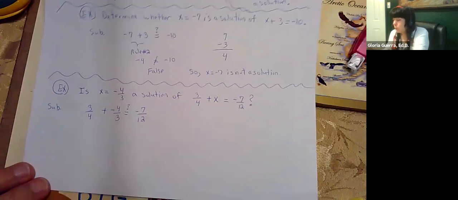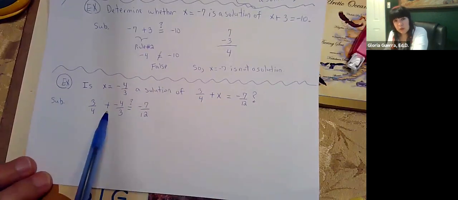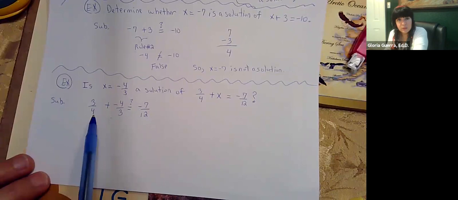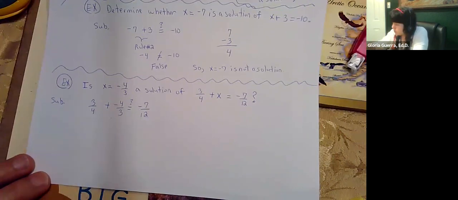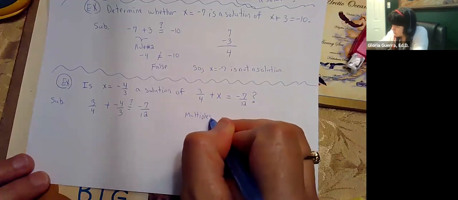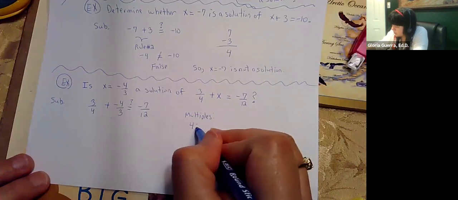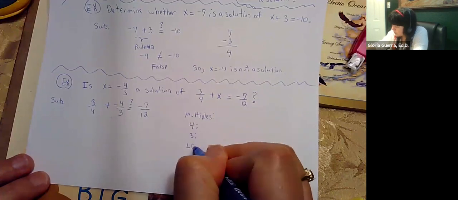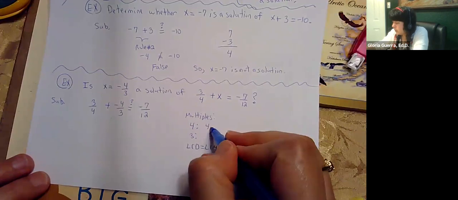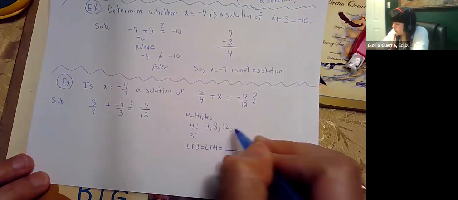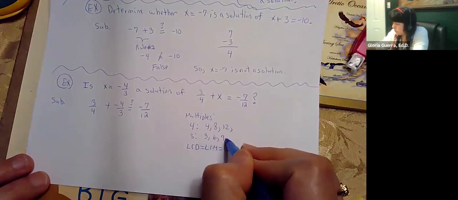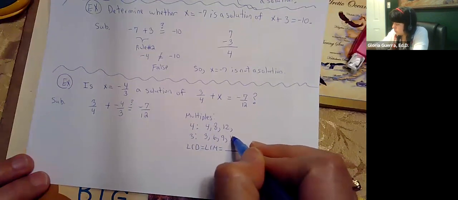Okay. So you have to remember, whenever you add or subtract fractions, you got to find a common denominator. You can do 4 times 3, which is 12, or you can do multiples. And I think this time when you do your multiples, you all are also going to get 12. So your biggest denominator is 4 and then 3. LCD equals LCM. So 4 times 1 is 4, 4 times 2 is 8, 4 times 3 is 12. 3 times 1 is 3, 3 times 2 is 6, 3 times 3 is 9, 3 times 4 is 12. So you see, it gives you 12.